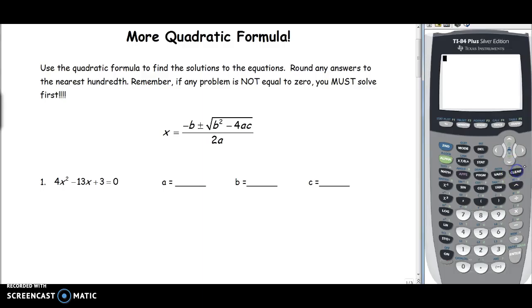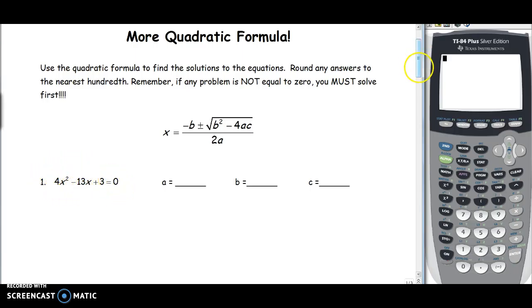In your last video with the quadratic formula, we learned how to identify A, B, and C, and then we substituted them into the quadratic formula and solved. Remember, we need to round any answers to the nearest hundredth, and if any problem is not equal to 0, you must solve it first.